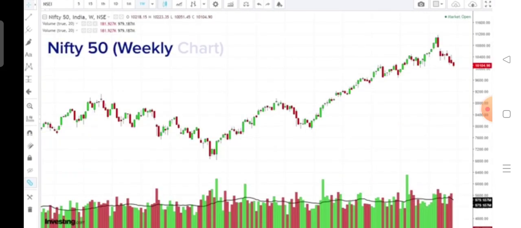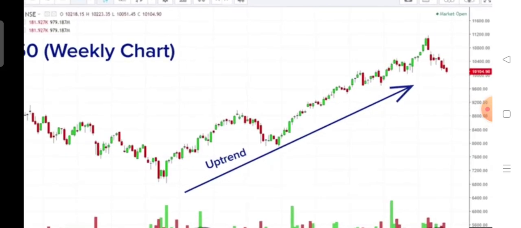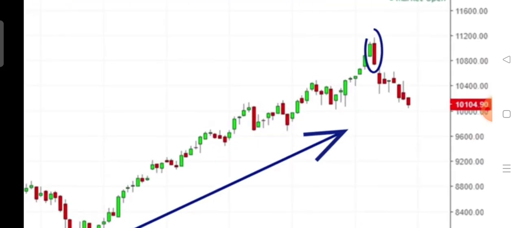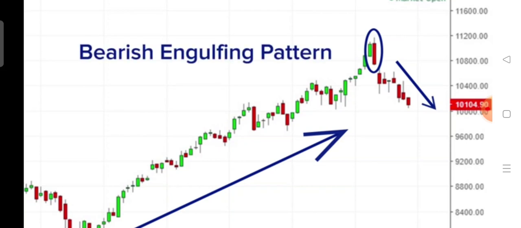Now I will show you an example of a bearish engulfing pattern. Here we are looking at the Nifty weekly chart. Here you can see that in Nifty 50, in the beginning of 2018, a bearish engulfing pattern formed on the weekly chart, and you can see the kind of down move that unfolded after that. This was a great example of a bearish engulfing pattern on a weekly chart.